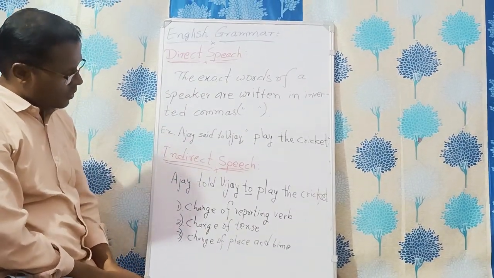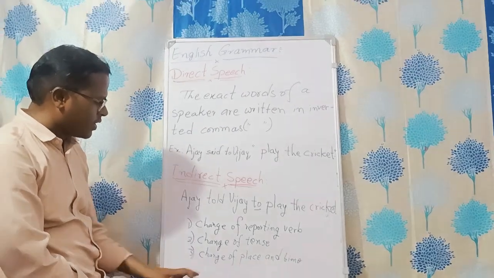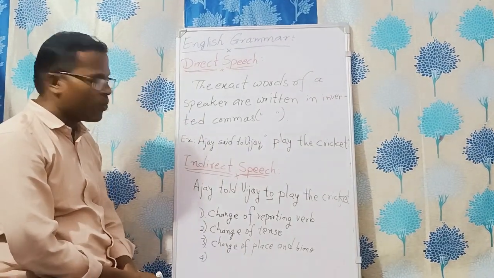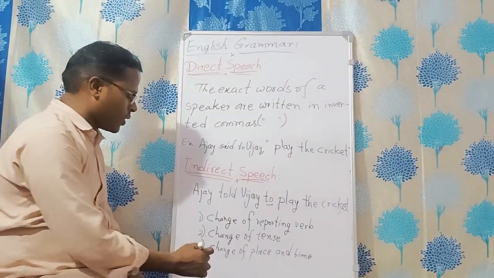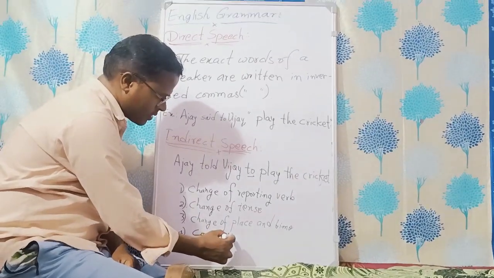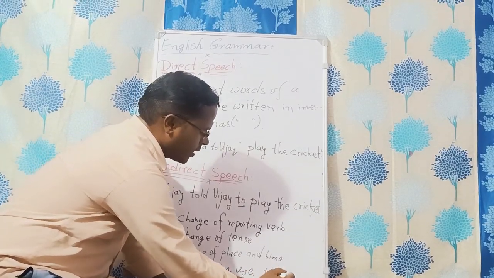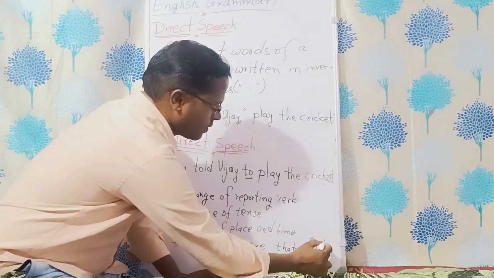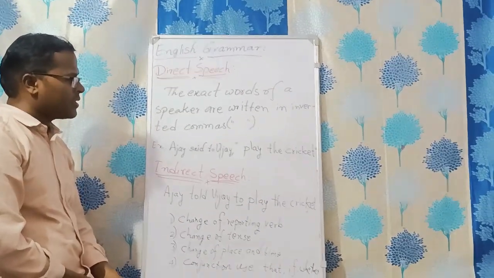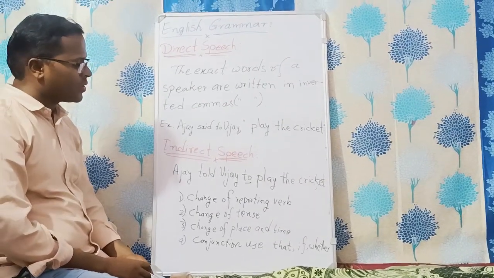Are there any points to remember? Change of reporting verb, change of tense, change of place and time, and the removal of the comma are also important, and joining with a conjunction. Conjunctions like that, if, and whether are used to combine the two clauses after changing direct into indirect speech.